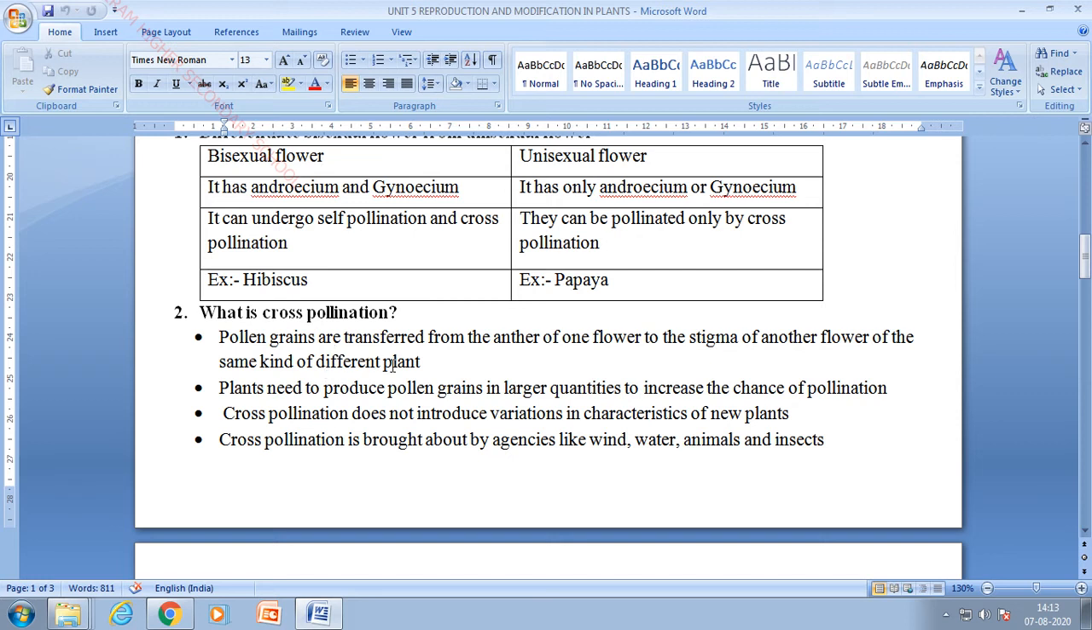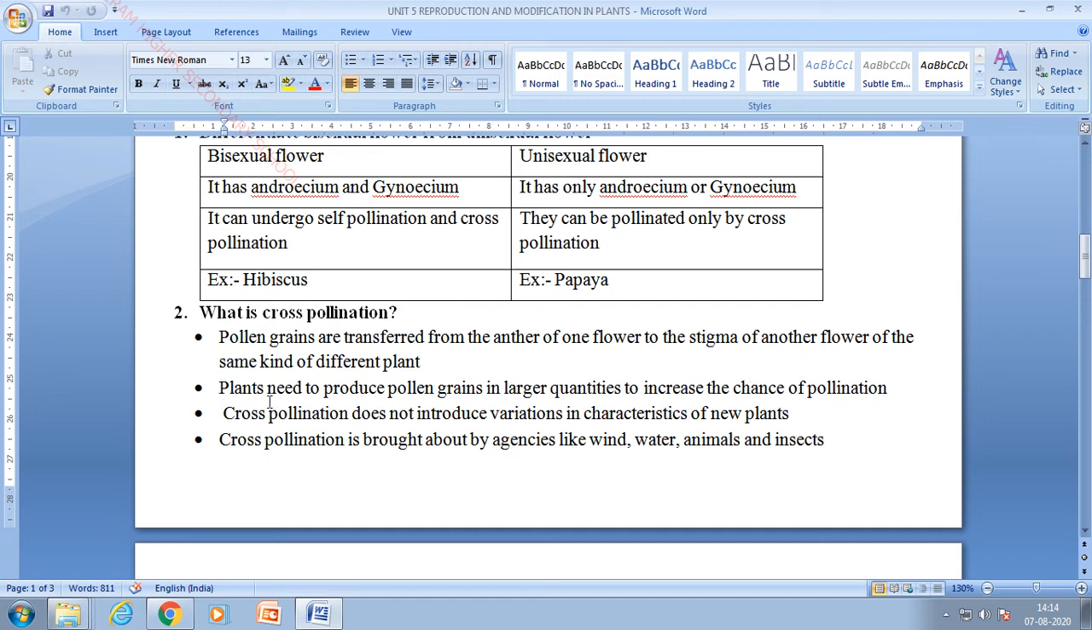So the plant can be different, but it should be of the same kind. Here the plant is different, but it should be of the same kind. So if the pollination is happening between papaya plants, the plant should be papaya only, but it can be a male and female plant. The kind is the same. So pollen grains are transferred from the anther of one flower to the stigma of another flower of the same kind of different plants.